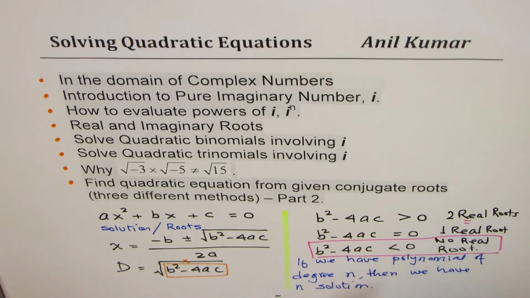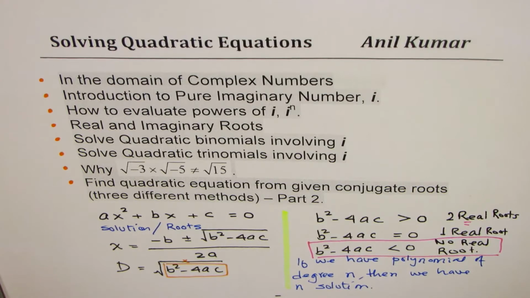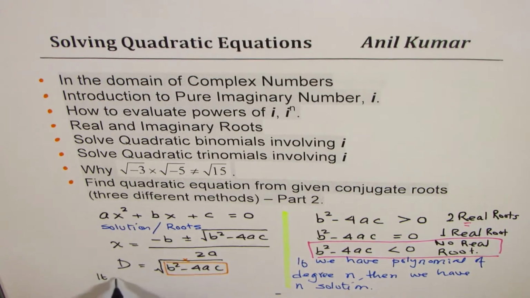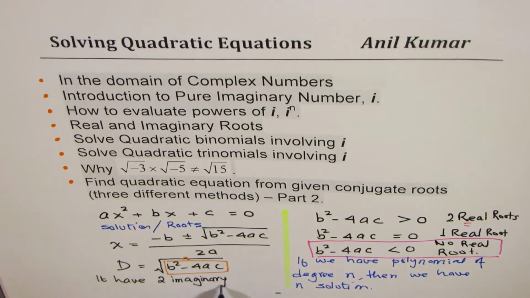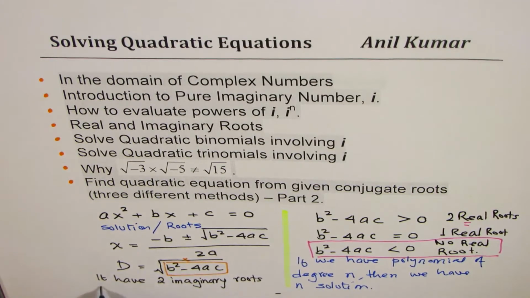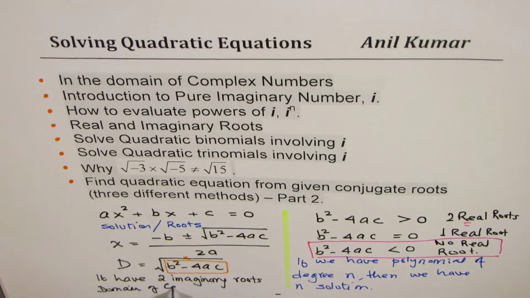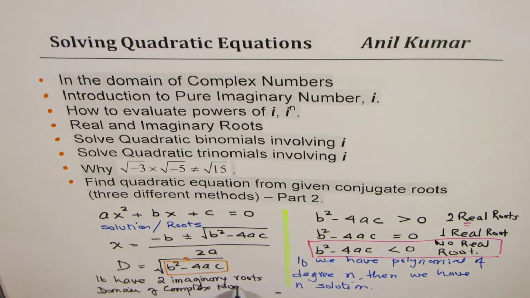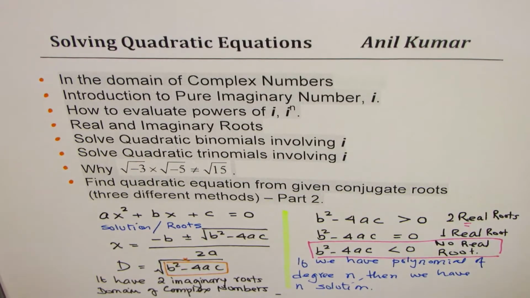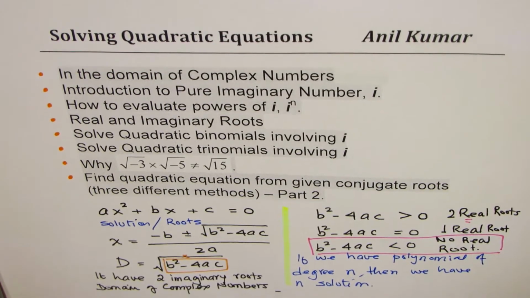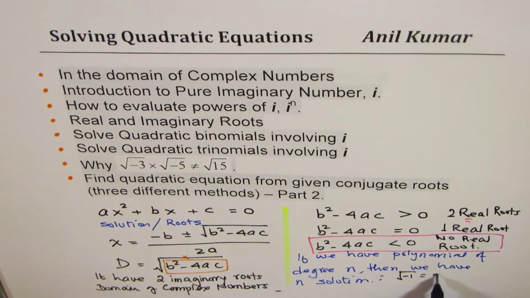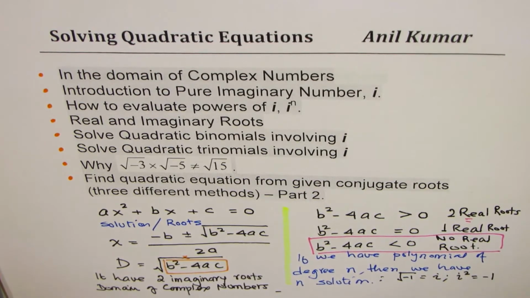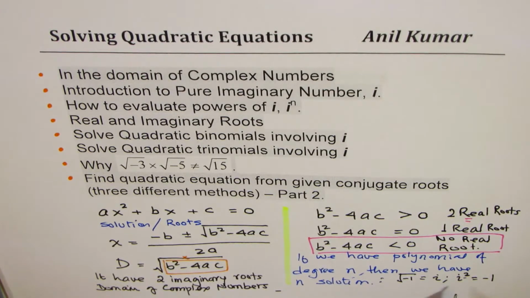Well, it may not have a solution in the domain of real numbers, but it does have a solution in the domain of complex numbers, right? So we say it has two imaginary roots. So that brings us to the domain of complex numbers. How do we solve this problem? We solve this problem by letting square root of minus 1 be equal to I, or square of a number to be negative. And that is called a pure imaginary number, right?